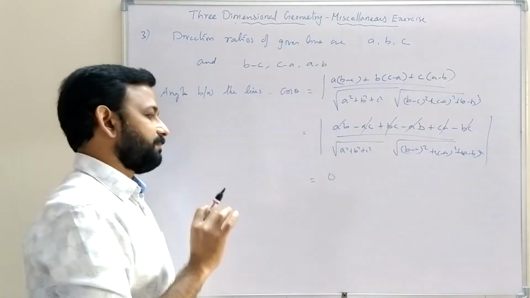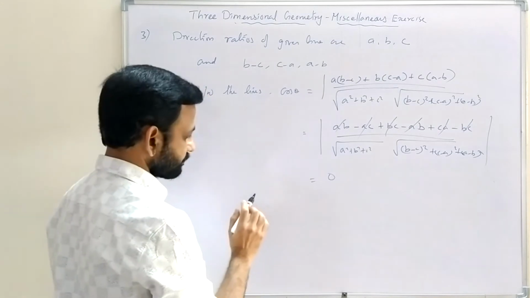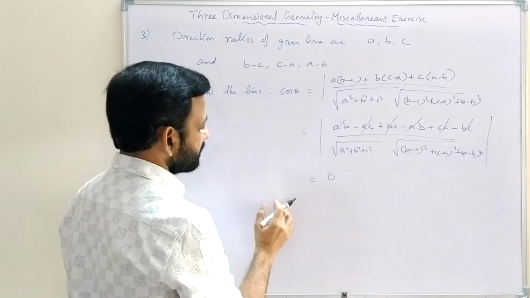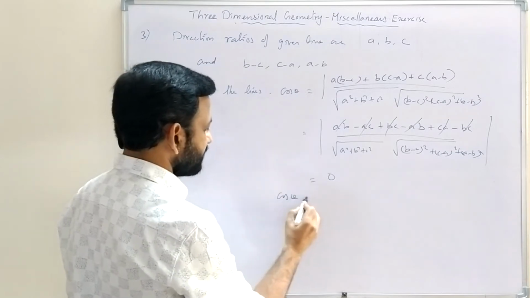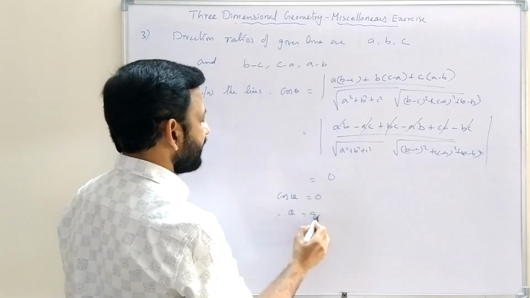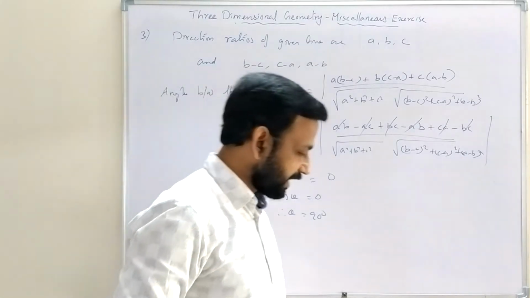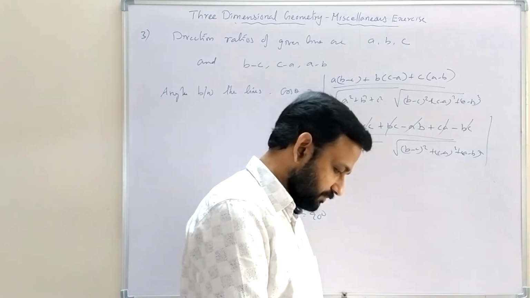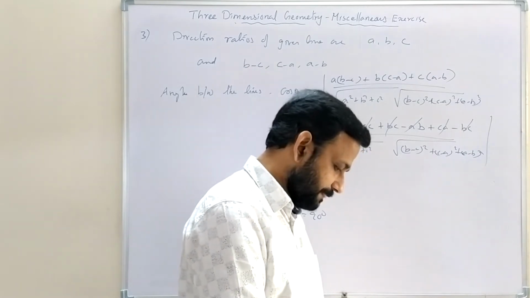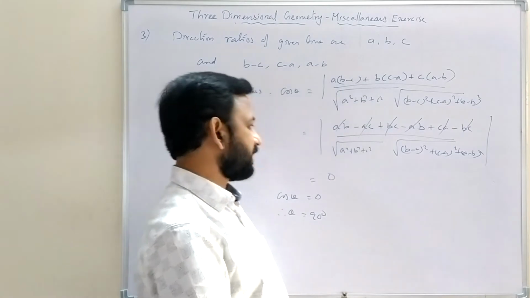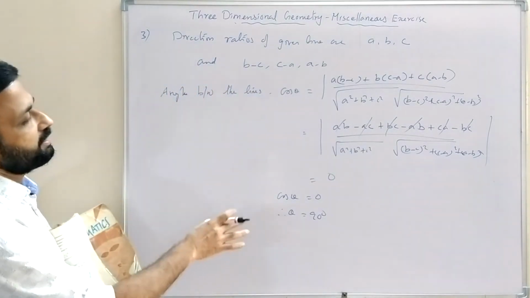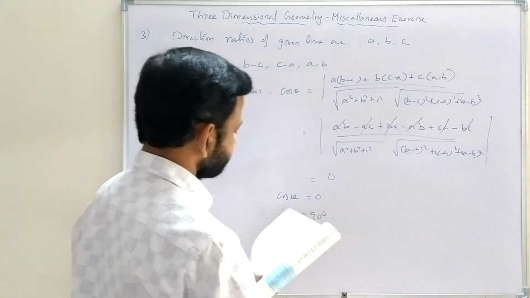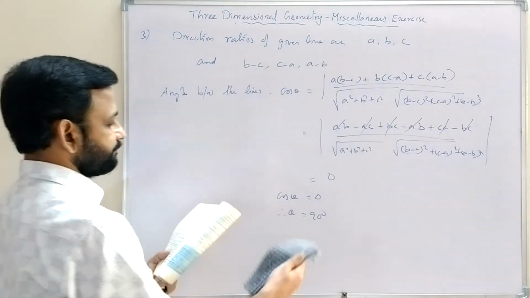Cos theta is equal to 0. Therefore theta is equal to 90 degrees. So the angle between the two lines is 90 degrees. So that is the answer. Now we will do the fourth question.